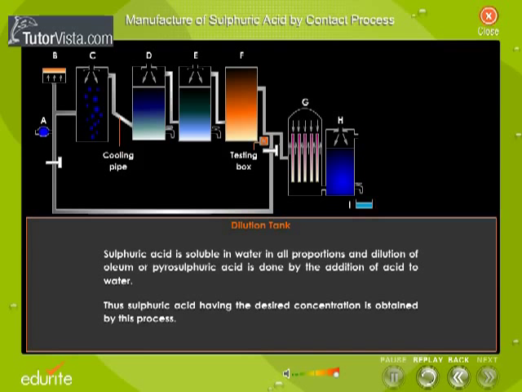Dilution tank. Sulfuric acid is soluble in water in all proportions, and dilution of oleum or pyrosulfuric acid is done by the addition of acid to water. Thus, sulfuric acid having the desired concentration is obtained by this process.